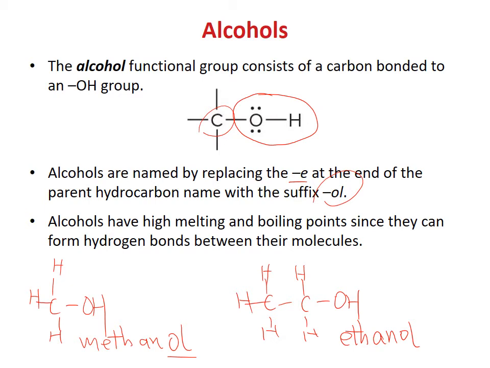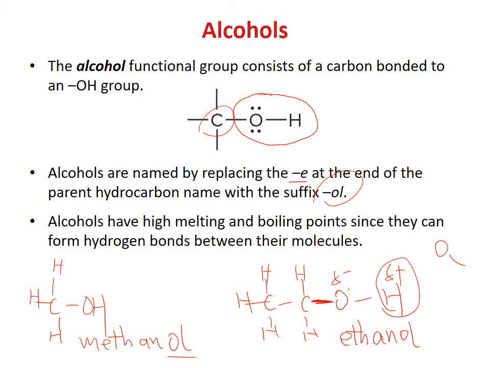Alcohols have high melting points and boiling points since they form hydrogen bonds, because the carbon-oxygen bond is polar. So it's so polar that the oxygen-hydrogen bond, this bond is polar. Let me draw again. So here OH. This is negative, and this is positive. And this positive hydrogen interacts with a neighboring oxygen.